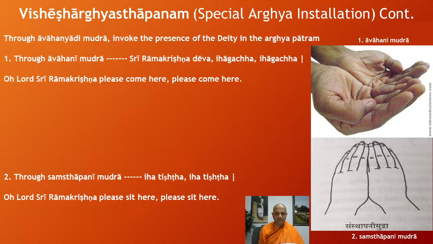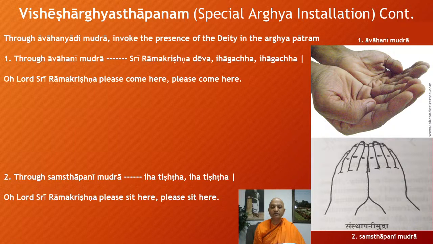The first one is Iha Gaccha, Iha Gaccha. How to pronounce that? Iha, Agaccha. Agaccha means please come. In that the last letter is conjoined, Cha, the first one and the second one, both are there. That's why Gaccha. Iha Gaccha, Iha Gaccha. Now, in this Samsthapani Mudra, Iha Tishtha, Iha Tishtha. Okay, you have learned to pronounce it. We'll go to the next slide.